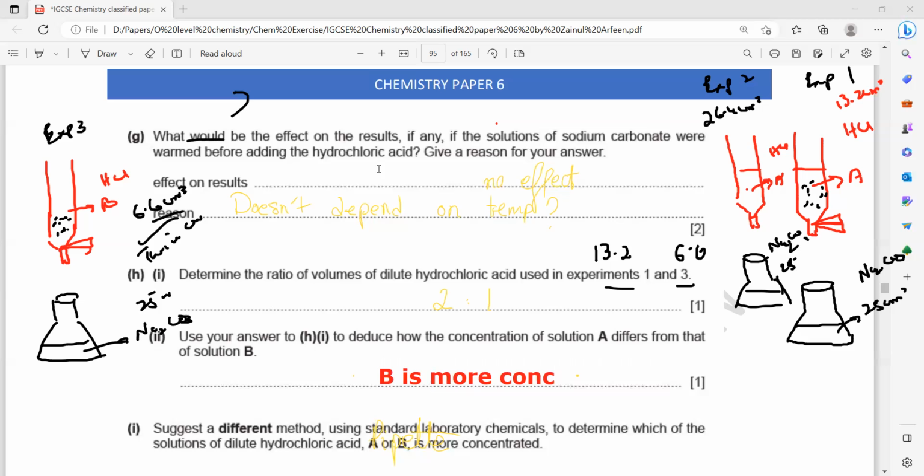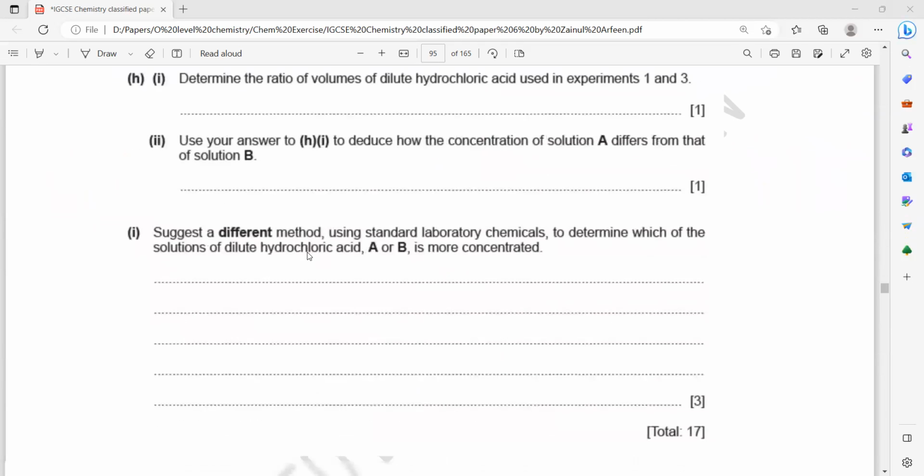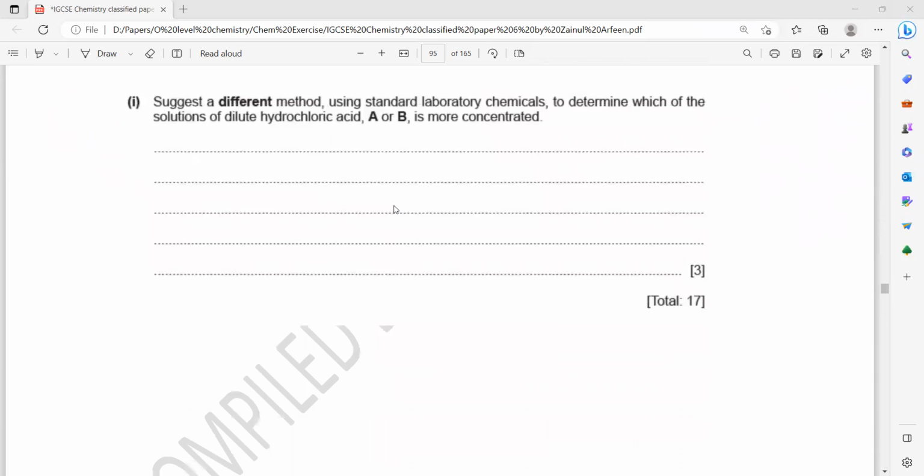Suggest a different method using standard lab chemicals to determine which solution of hydrochloric acid, A or B, is more concentrated. So how can we plan another method to know which solution, A or B, is more concentrated? We can check for temperature change, or for the salt formed, we can do crystallization or evaporate to dryness and check the mass for each. Yeah, that's also possible, or you can also measure the volume of the gas for the same volume added. There are different techniques; even electrolysis can also be done here.